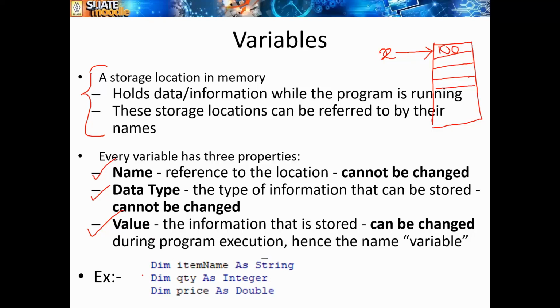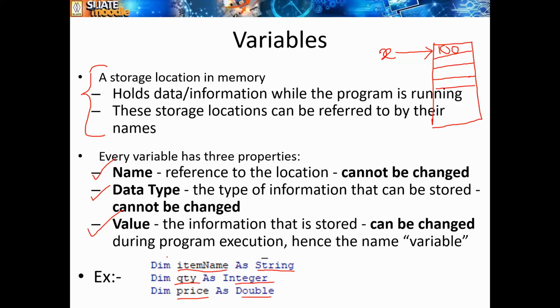In this example, you can't see the value, but you can see two properties: the name and the data type, right? So I'm going to underline the names now: item name, QTY, and price. Those are the names. And now I'm going to underline the data types: string, integer, double, right? And other than those two, you see Dim and As, right? So that is the structure of defining a variable.